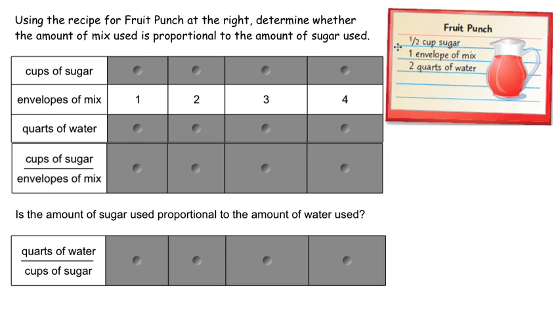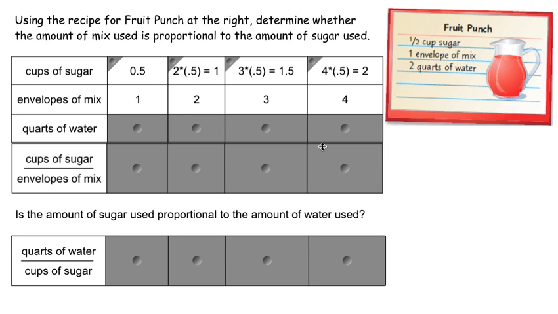If we use 1 envelope of mix, how much sugar does that use? That uses 1/2 cup of sugar. 2 envelopes is 1 cup, 3 envelopes is a cup and a half, 4 envelopes is 2 cups. We'll fill in the water later as we do part 2, so I'm going to leave that blank for right now.